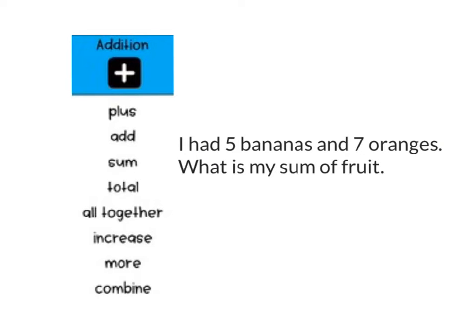So for example, if I had this problem, I had 5 bananas and 7 oranges. What is my sum of fruit? Then because I can see that I've got the word sum in there, that tells me that this is going to be an addition problem. So to work this out, I'm going to go 5 plus 7.